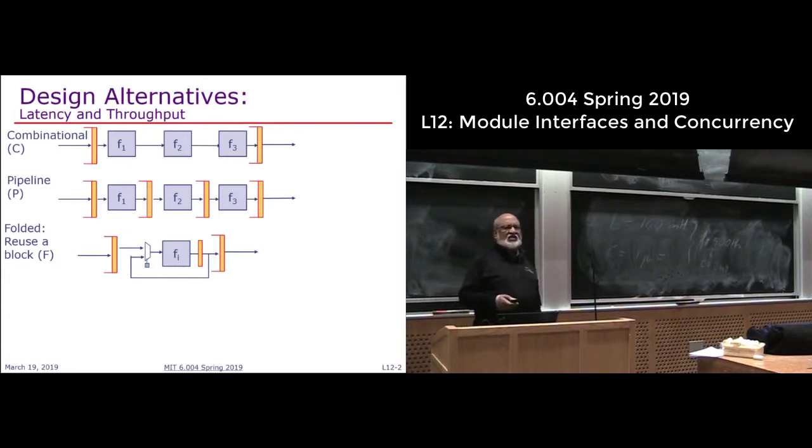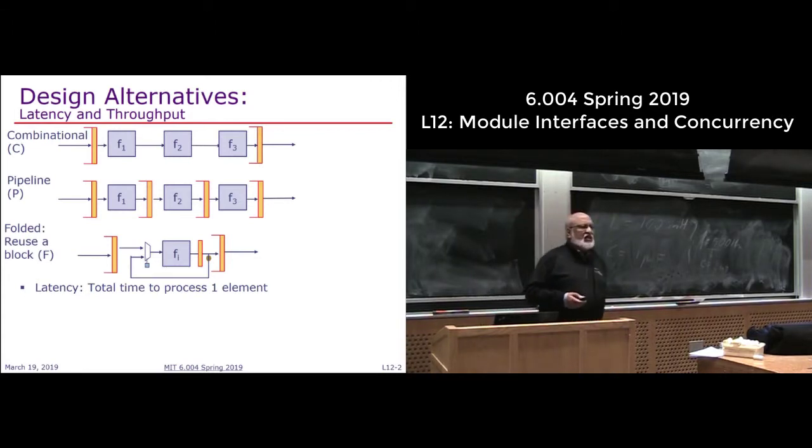And you have also seen examples of folded circuits. Multiply by repeated addition was a good example of that, where a token comes in and it goes around a few times, right? And then it leaves, and only then the next one can enter.